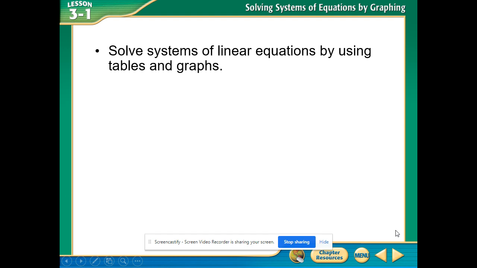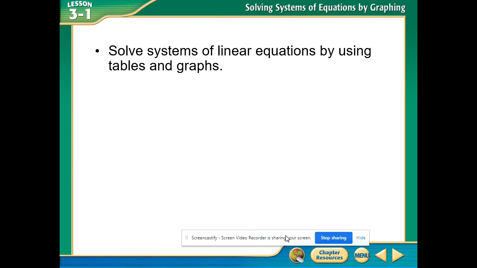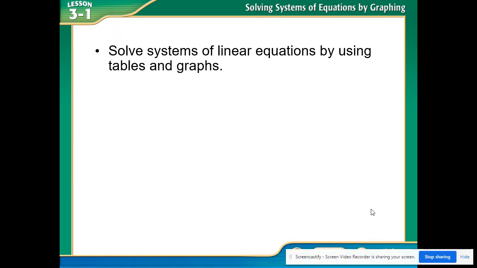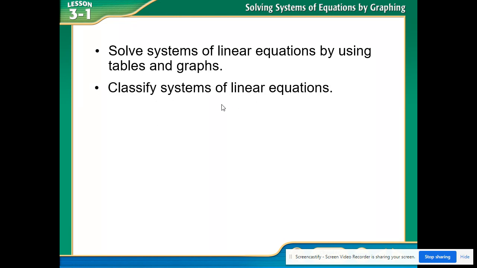All right, today we're going to be talking about systems of equations. And today we're going to be solving them by graphing. Later on next week we will go ahead and solve them algebraically, but this week is all about graphing them in different types. So we're going to be solving systems of equations by using tables and graphs, mostly just graphs. And we're going to classify them under the different systems.